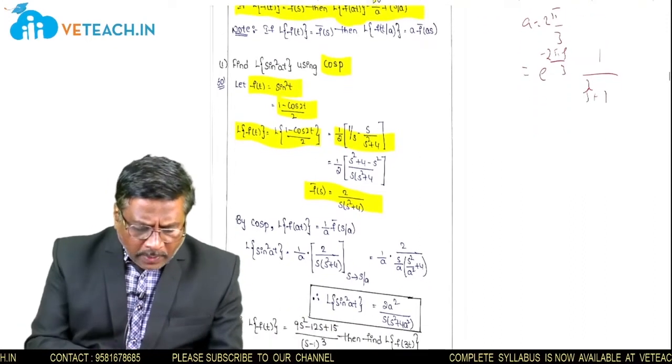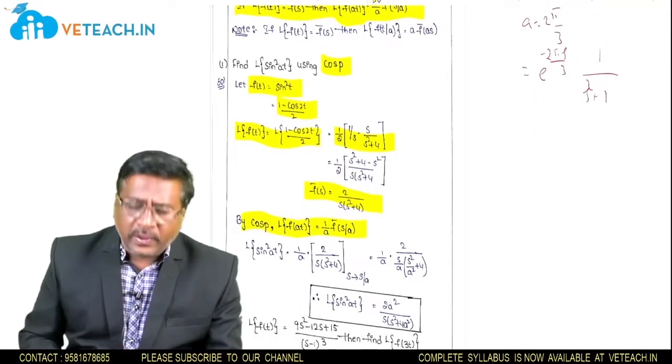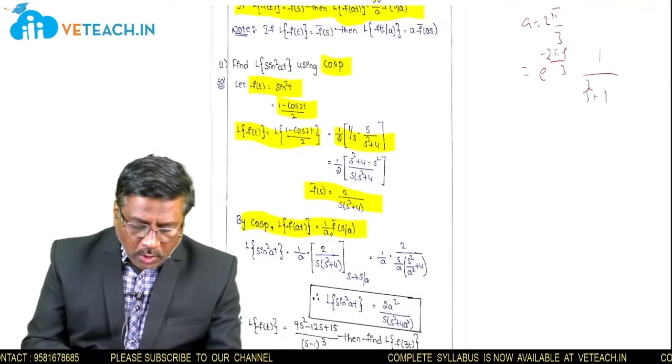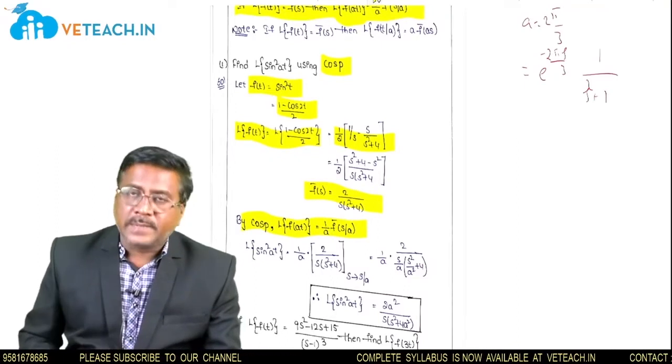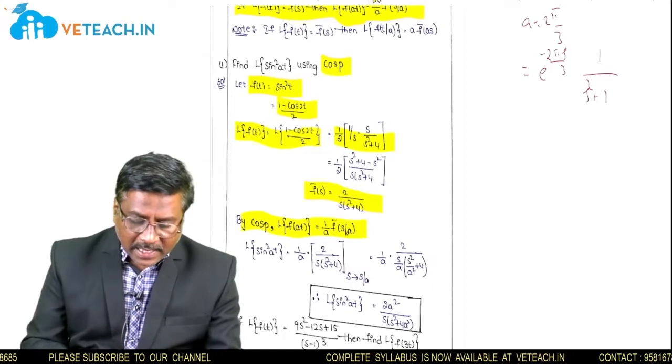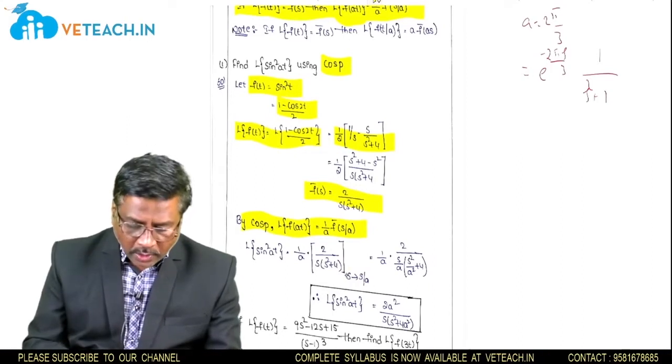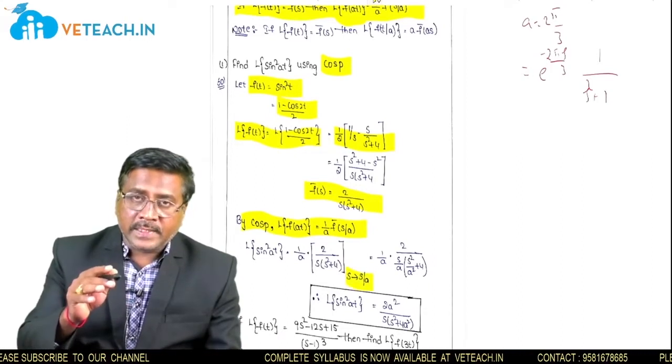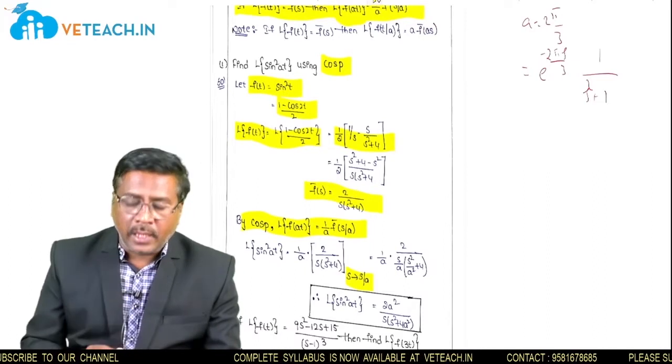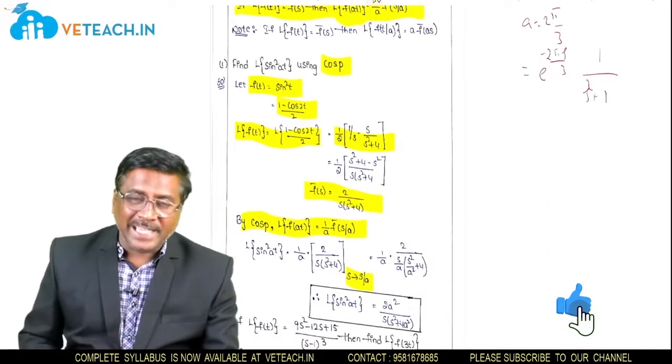Therefore, by the change of scale property, L of f of at is equal to 1 by a into f bar of s by a. Simply, you can replace s by s by a. Whatever the same technique you apply in the first shifting theorem, here also you can apply the same technique, s by s by a.